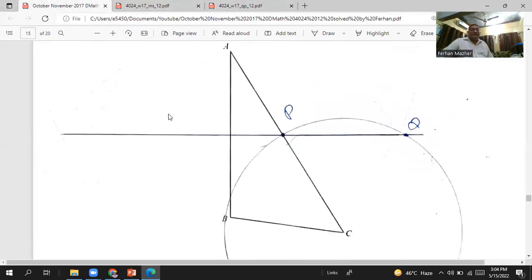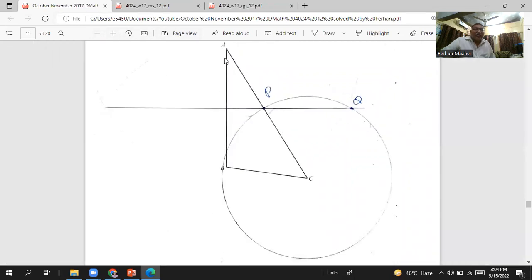So let me show you. You can see. Put the compass here, put an arc here, and put an arc here. Put the compass on B, put an arc here, and put an arc here. Where these arcs intersect, join that point with this point. So that is the perpendicular bisector of the AB.